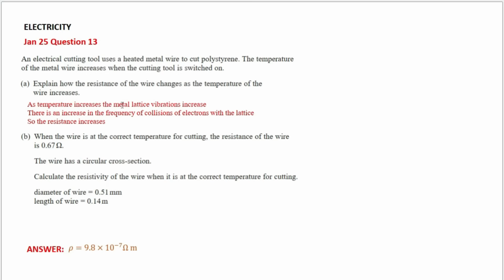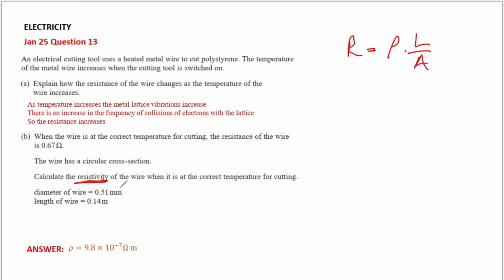When the wire is at the correct temperature for cutting, the resistance of the wire is 0.67. The wire has a circular cross section. Calculate the resistivity. So, like I've been saying from the very beginning, Unit 2 is heavily dependent on equations. And the moment you come across resistivity, there is literally only one equation in your entire specification that contains resistivity. And that equation is resistance equals rho L by A. And rho is the resistivity. All you do is just plug in the values now.